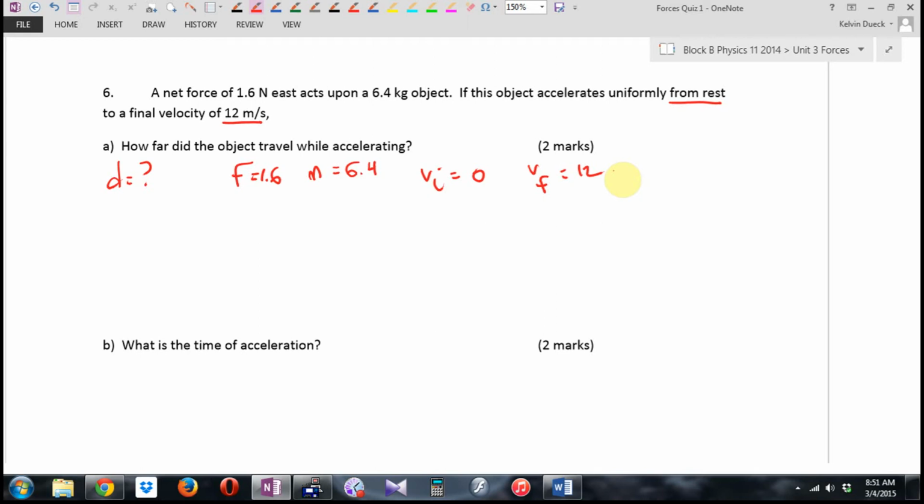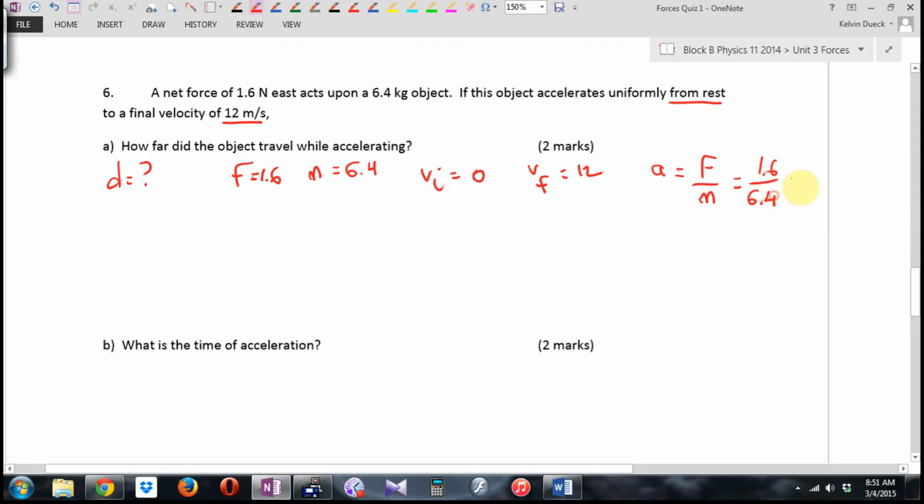What else can I find that I need from what I've listed? Oh, how can I find acceleration? We can use Kyle's equation. We'll call that Kyle's equation for the rest of this unit. We'll name it after you. Okay. They gave me the force, 1.6. They gave me the mass, 6.4. I think you have an acceleration of 0.25 meters per second squared. Again, I'm doing it in my head, but yes, I hope. Correct me if I'm wrong.